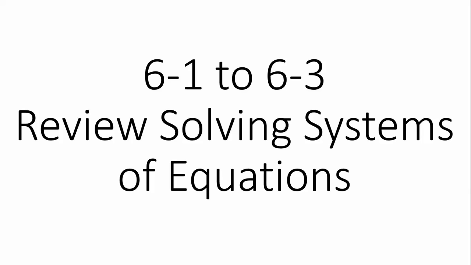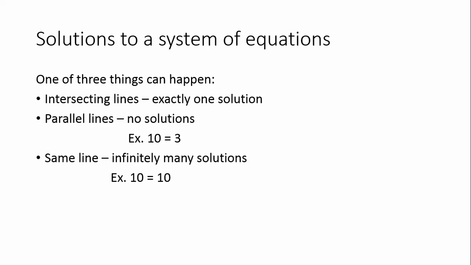Today we're going to review the first three sections in Chapter 6, which were 6.1 to 6.3. So remember, we can have one of three things happen when we have a solution to a system of equations. We could have intersecting lines that provides exactly one solution. We could have parallel lines or no solutions where the lines will never intersect. Or we could be talking about the same line with infinitely many solutions.